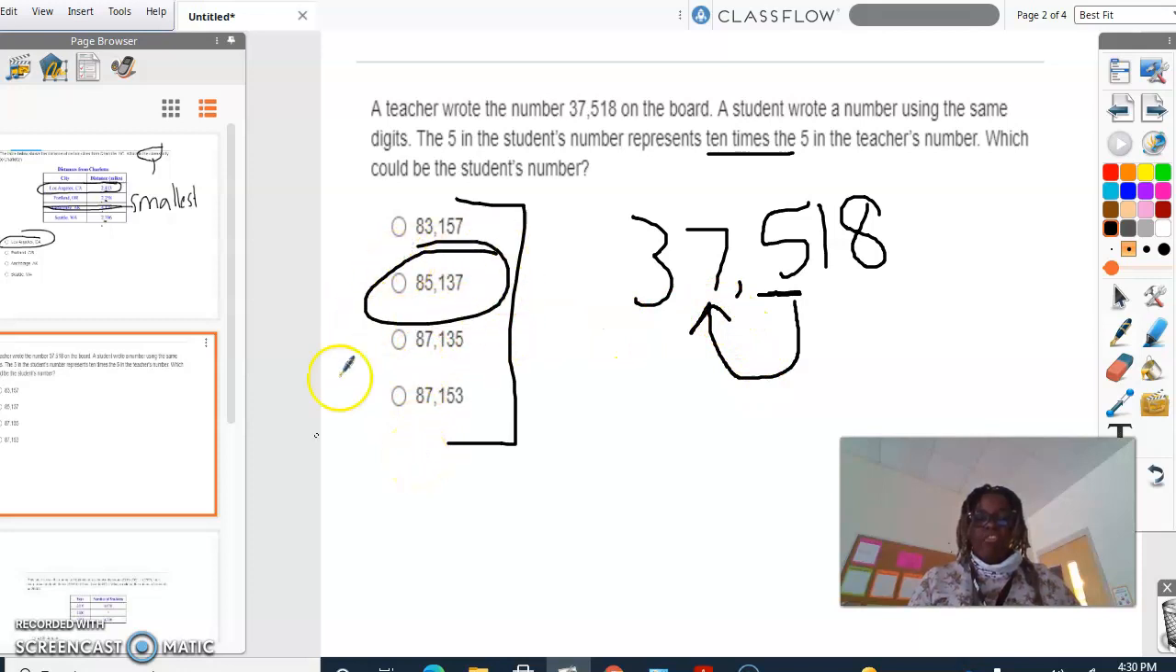Good job. So my answer should be B. This should be my answer. So every time it says 10 times, that's one loop.